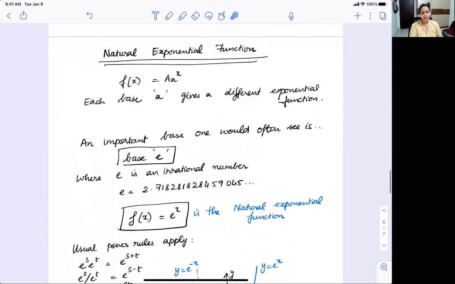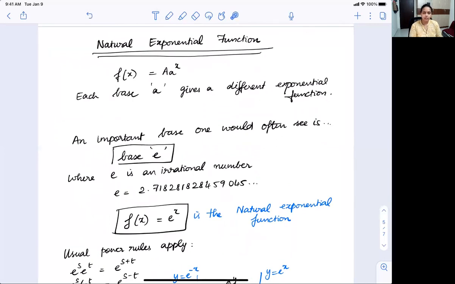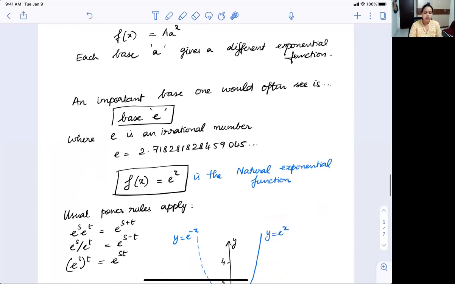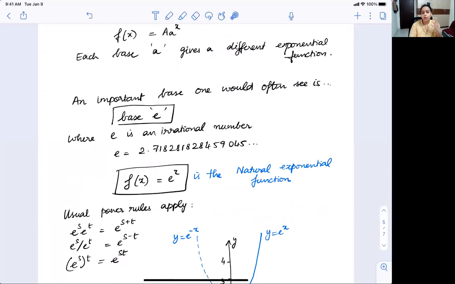Now, this is the general form of the exponential function, and each base a will give us a different exponential function: 2 to the power x, 3 to the power x, (1/2) to the power x, and so on. Now, an important base that one would often see in economics is the base e. e is an irrational number, which is approximated by 2.71828, and that's called e. It's called the natural exponent. And when your exponential function has e as the base, then you can write it out as f of x equals e to the power x, and it's the natural exponential function.